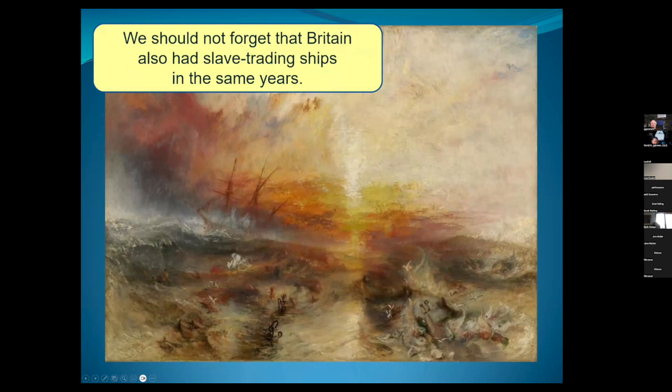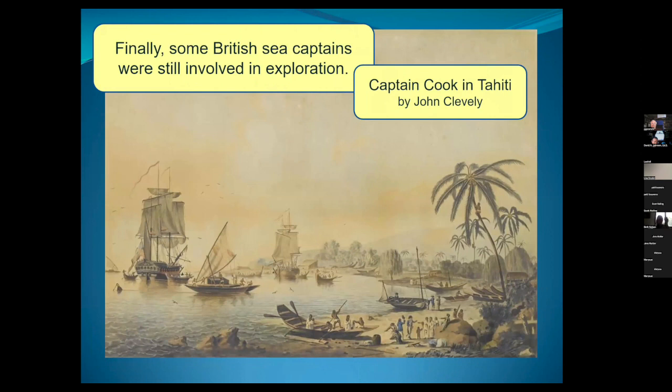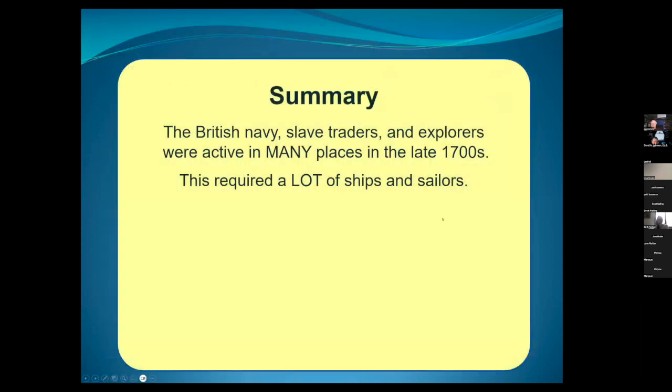And they also had a whole bunch of slave trading ships. And they had some explorers going around the world, of which the most famous was Captain Cook. So the British Navy, the slave traders, and the explorers were active in many places around the world in the late 1700s. That required a lot of ships.